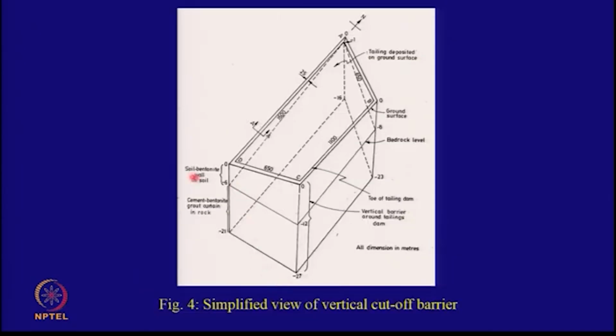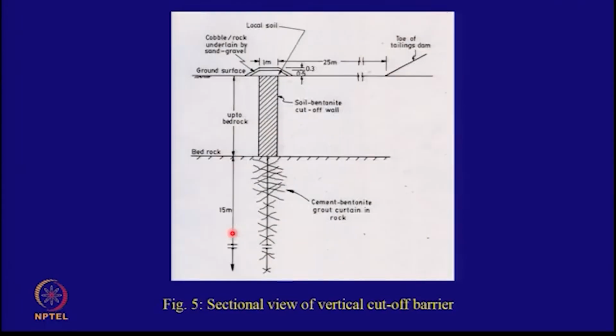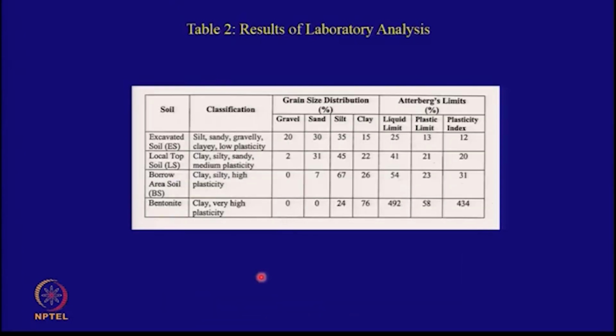So it was proposed that in the soil we'll make a vertical cut-off wall and we'll make a grout curtain in the rock up to the lower rock level. And this was proposed: soil bentonite cut-off wall and cement grout curtain 15 meters into the rock. There was no way you could make the wall, you can't excavate that rock with a trench cutter. And we started working how to make this.